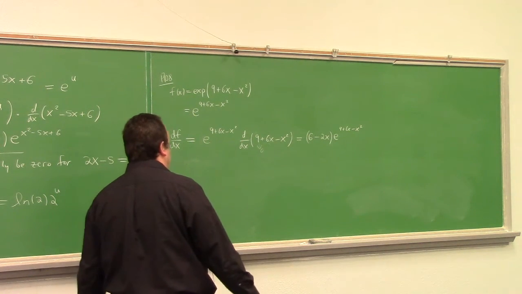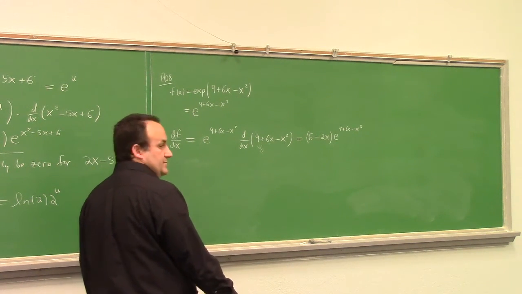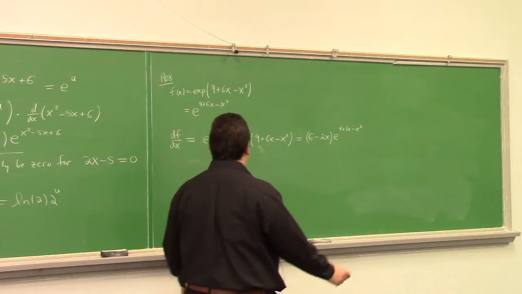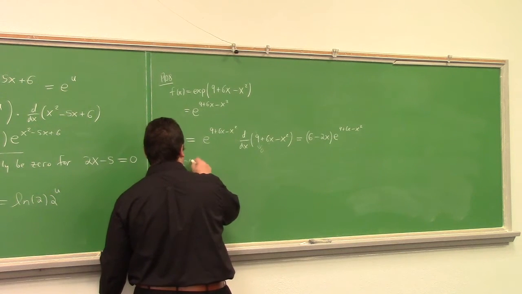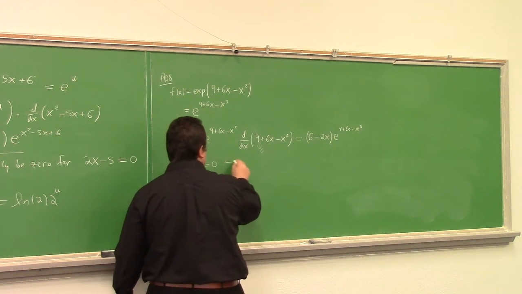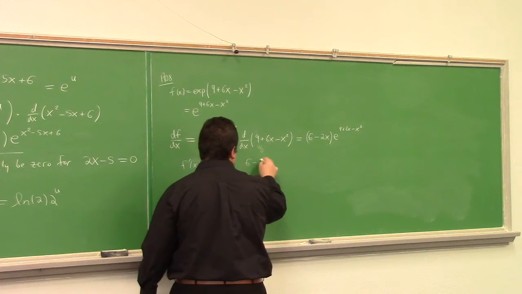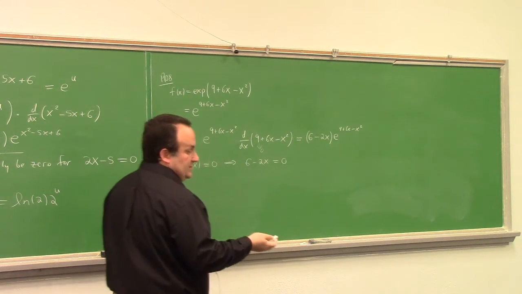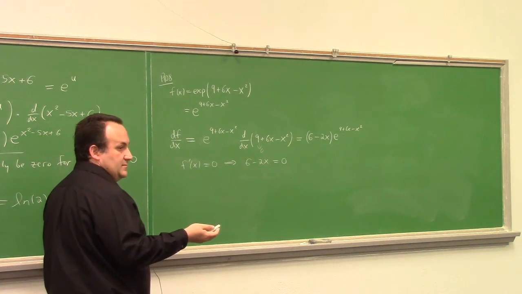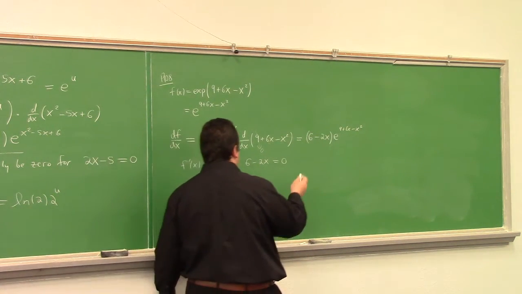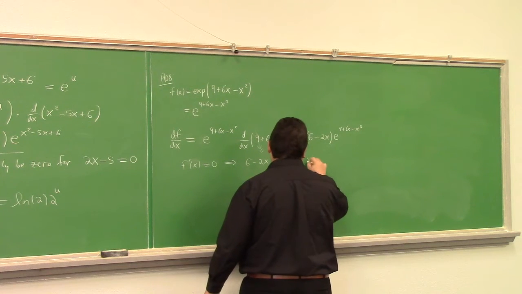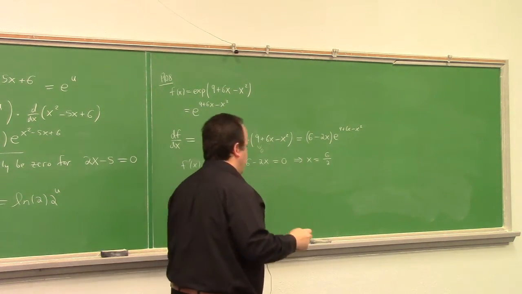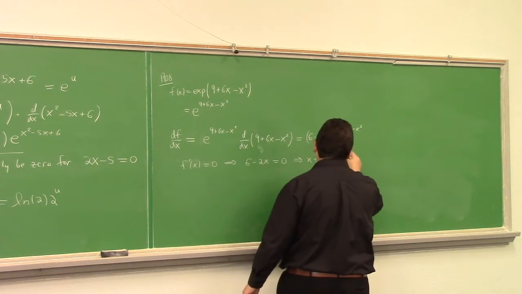And so to find critical numbers, f prime of x equals 0 implies that 6 minus 2x has to be equal to 0, because the exponential is non-zero. So what is x equal to? 6 over 2? 3, right? 3 is the only critical number here.